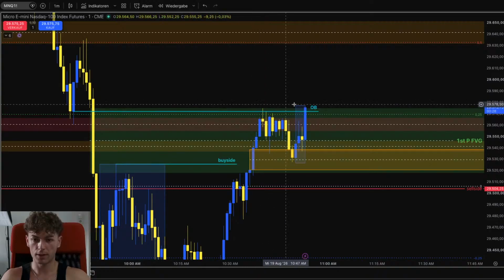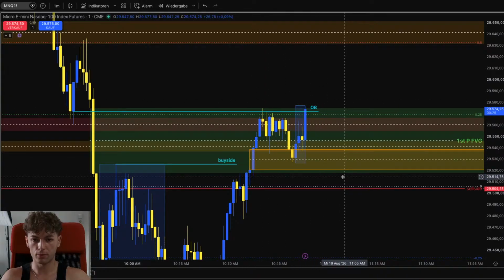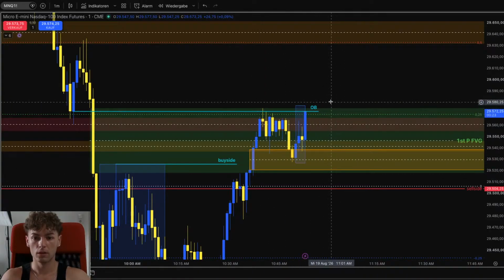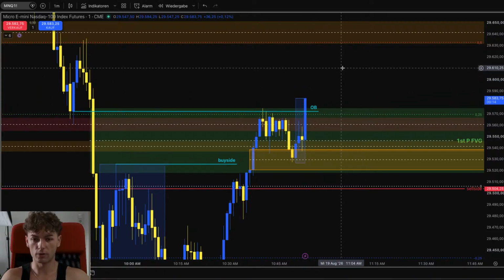One more run higher and then market structure shift. That would be beautiful. Sweet, buy side, perfect. Come back down into the first percent fair value gap on a closing basis. That would be optimal.